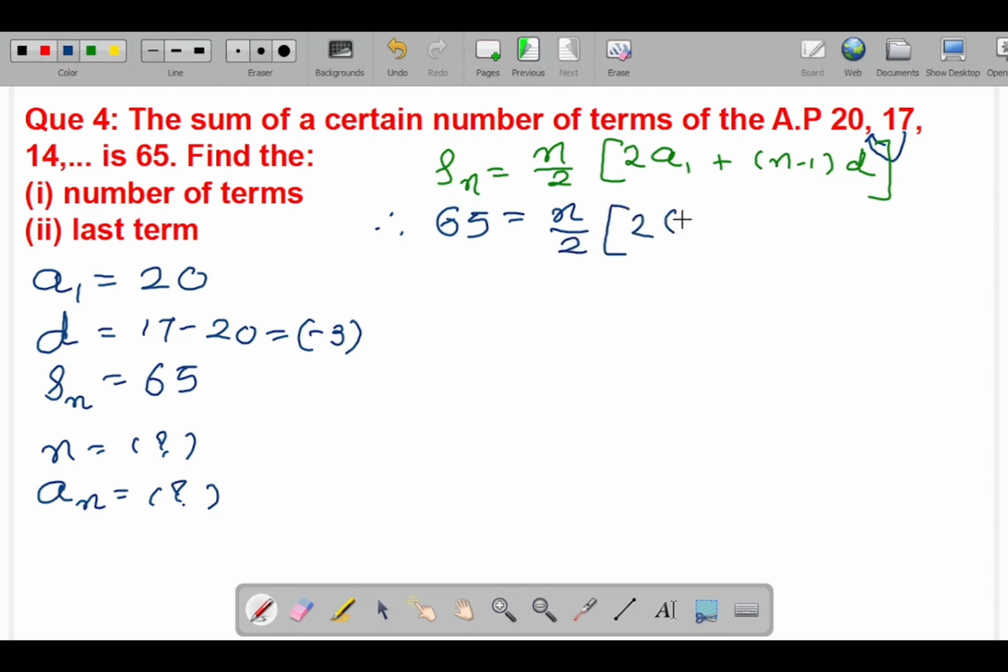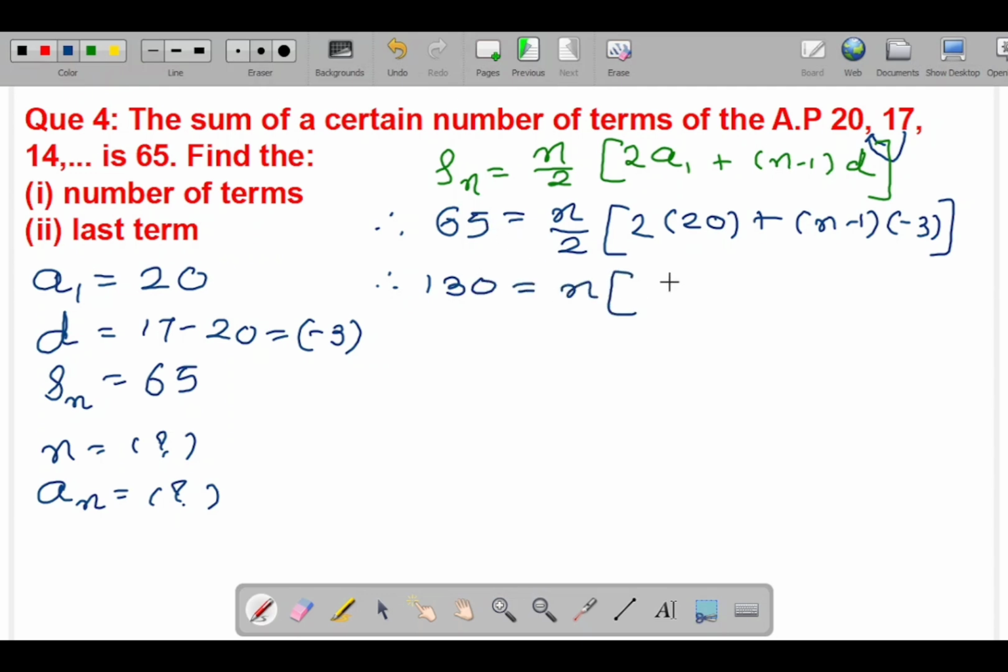2 into a1 which is 20. We don't know n, so let it be n minus 1. And d, we know it is minus 3. So you can bring this 2 on the left hand side and it is going to become 130. 65 into 2 is going to become 130.